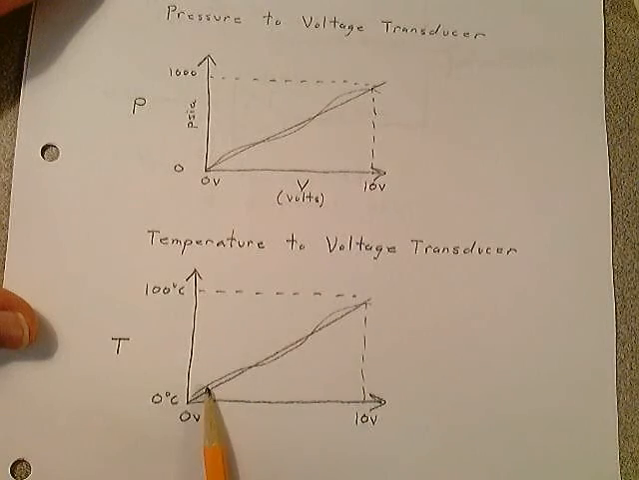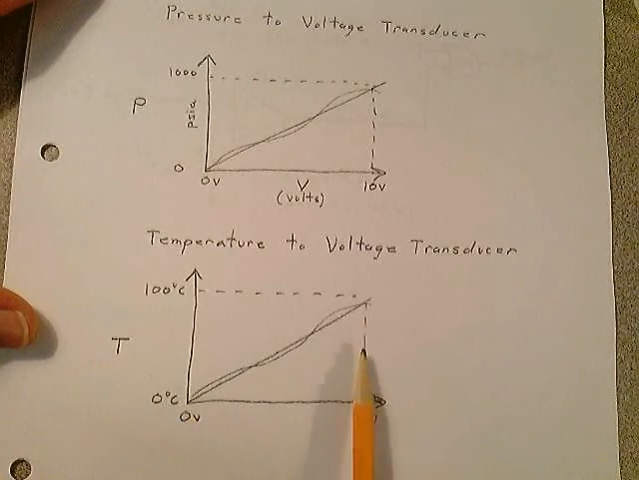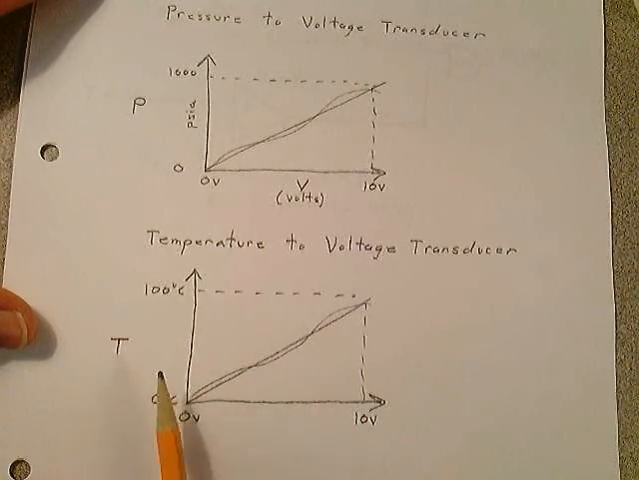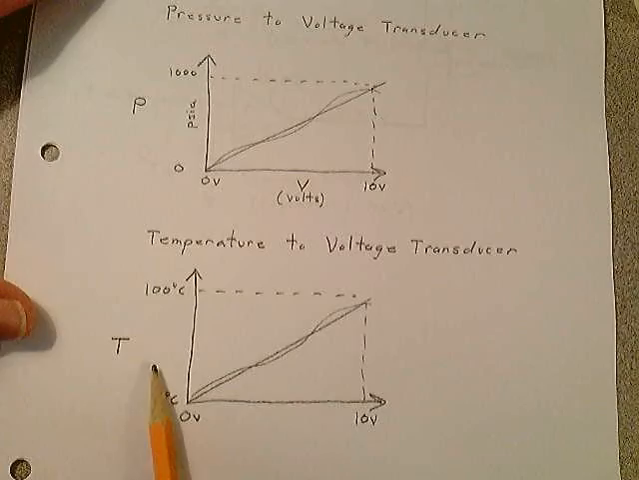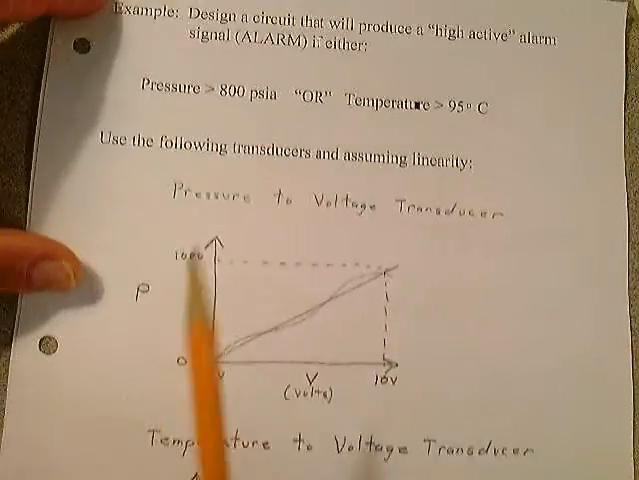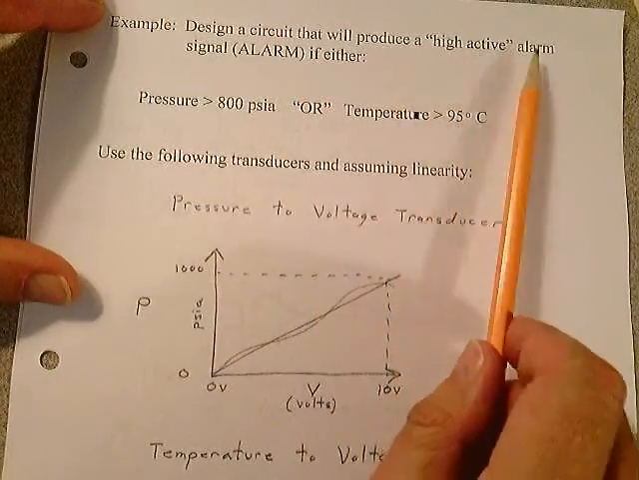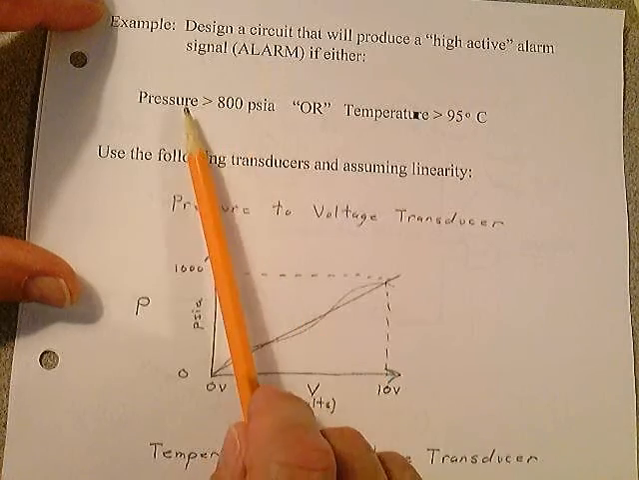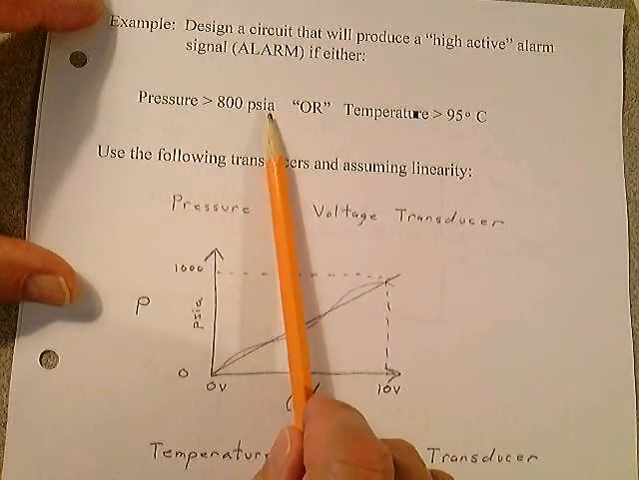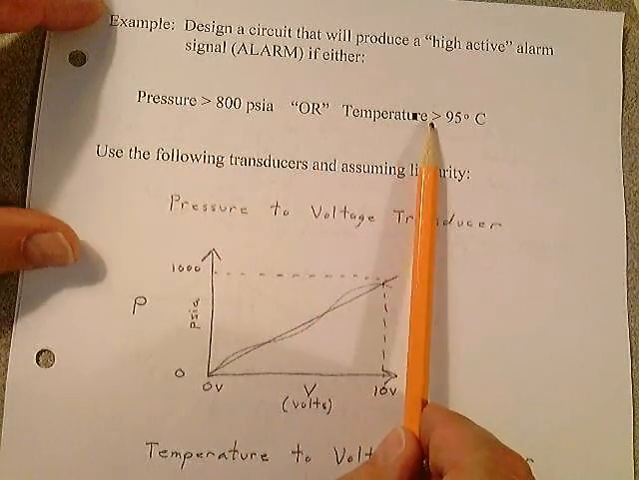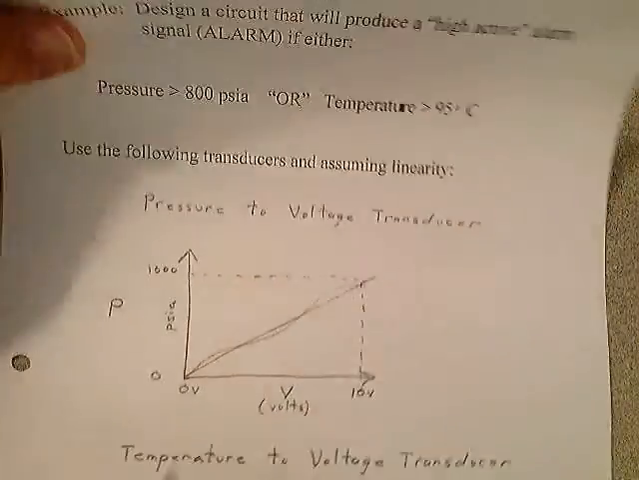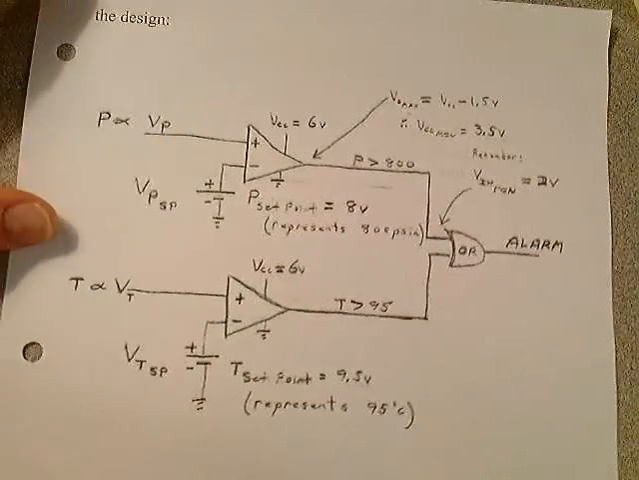The temperature to voltage transducer is similar. We're going to assume linearity. When it puts out 0 volts, you're at 0 degrees C, and when it puts out 10 volts, you're at 100 degrees C. Now what we want to do is design a circuit that will produce a high active alarm signal if pressure is greater than 800 pounds per square inch or temperature is greater than 95 degrees C. So if you look at the next page, this is the design.